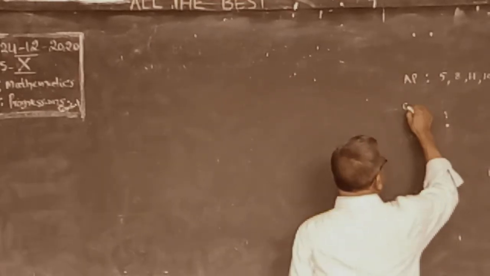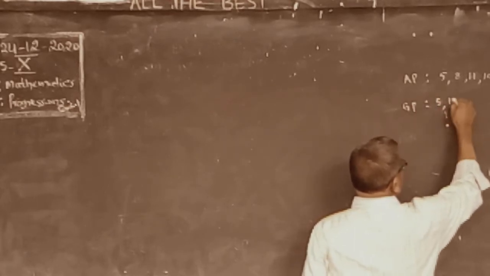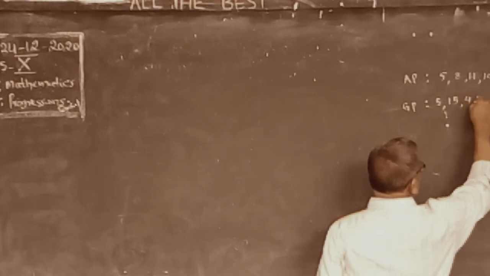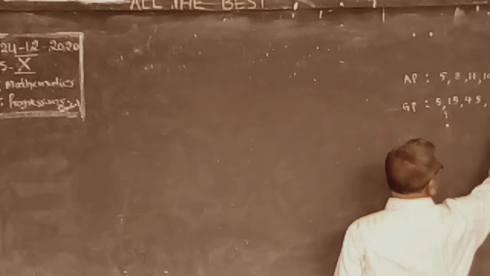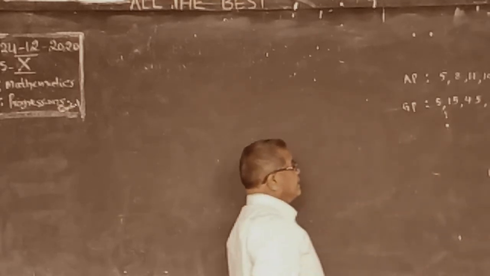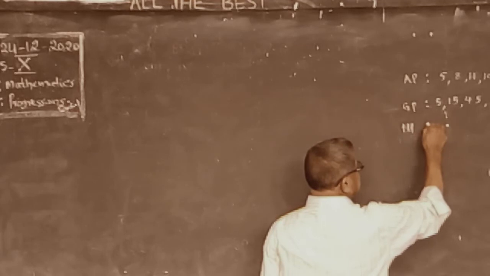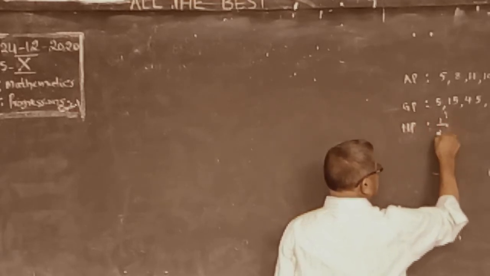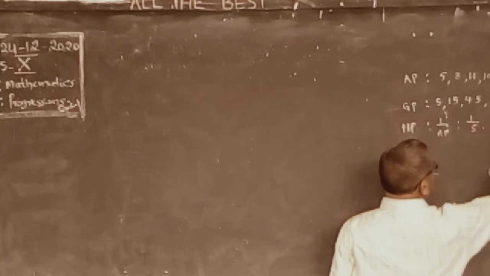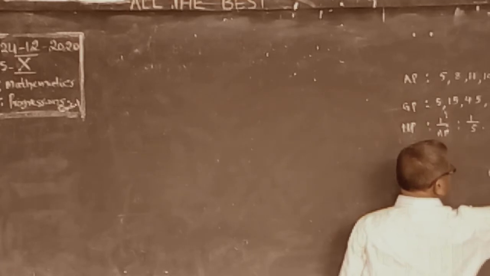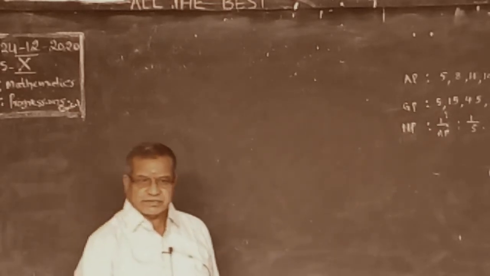Whereas in GP, the first term is 5. 5 threes are 15, 15 threes are 45, 45 threes are 135, and so on. And HP, harmonic progression, is the reciprocal of AP. That is 1 by 5, 1 by 8, 1 by 11, 1 by 14, like this. So, these are the three progressions.